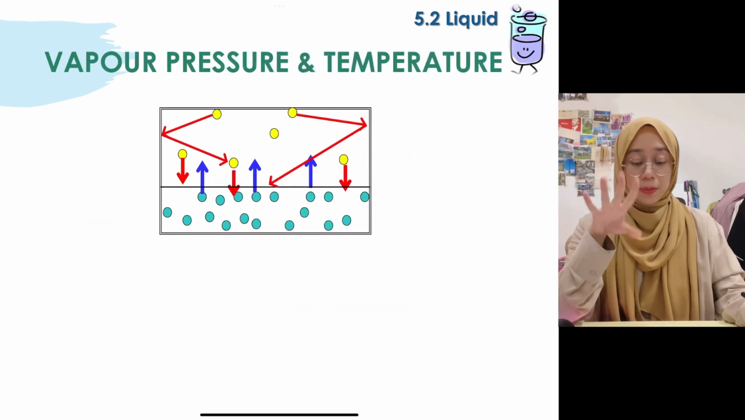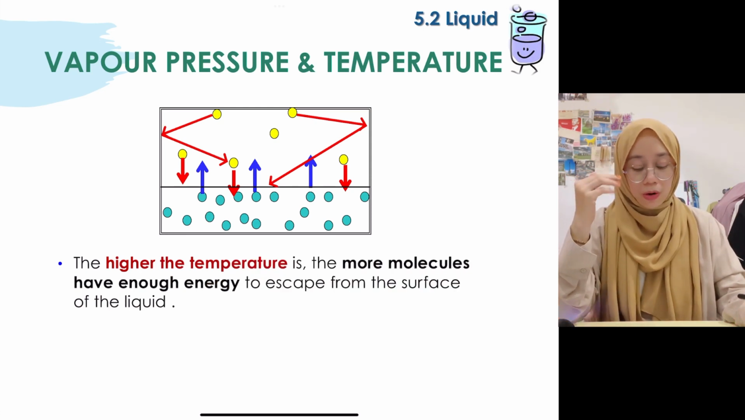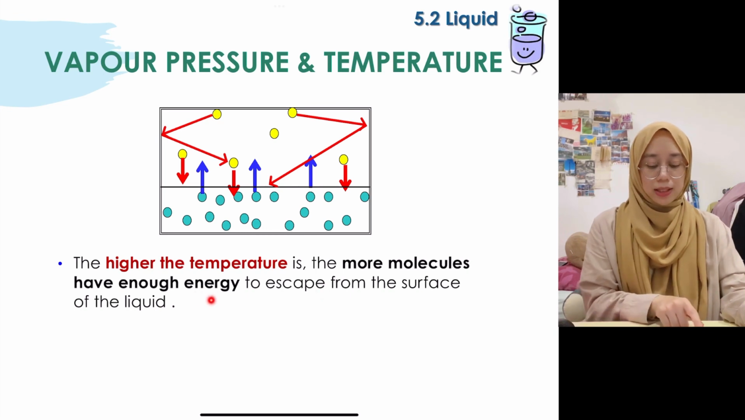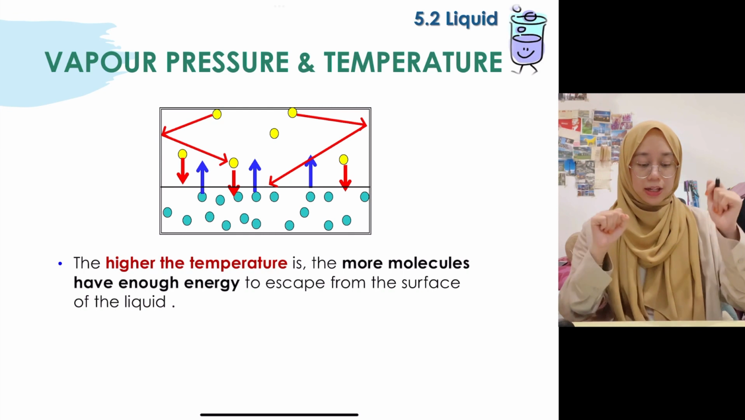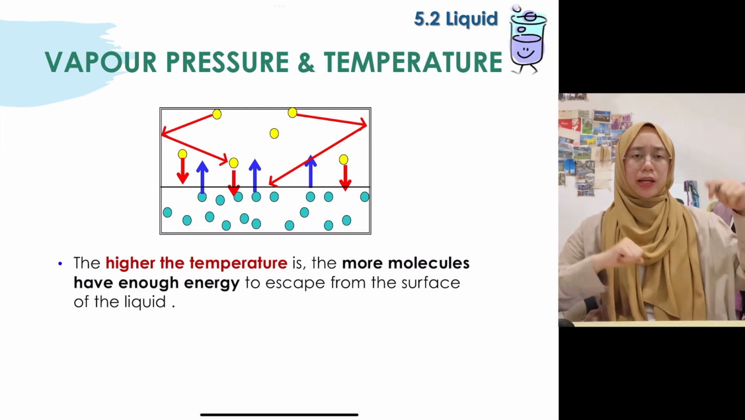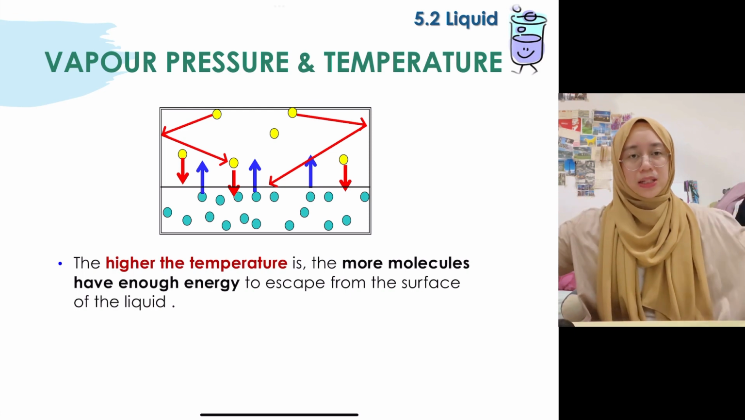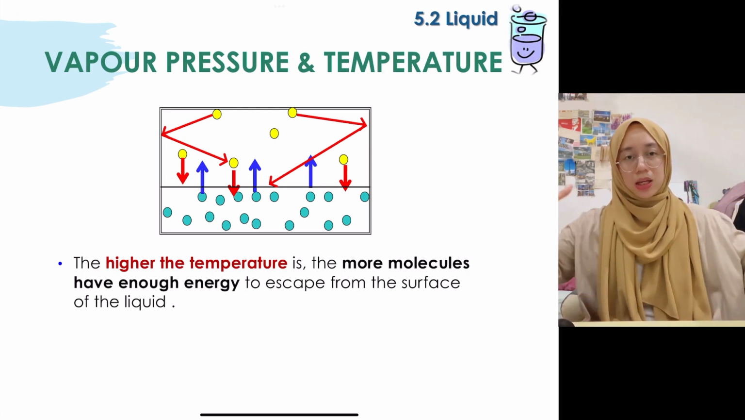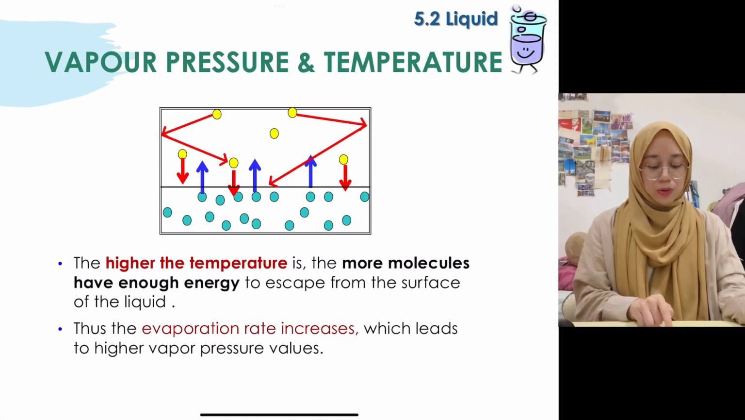What about between vapor pressure dengan temperature pula? So vapor pressure dengan temperature, kalau temperature meningkat, so more molecules have enough energy to escape from the surface of the liquid. Sebab kinetic energy dia semakin laju kan. So bila dia makin laju, bermaksud bila dia langgar-langgar tu, the pressure exerted adalah lagi tinggi lah. Okay, so the vapor pressure becomes higher. So thus the evaporation rate increases, which leads to a higher vapor pressure values.